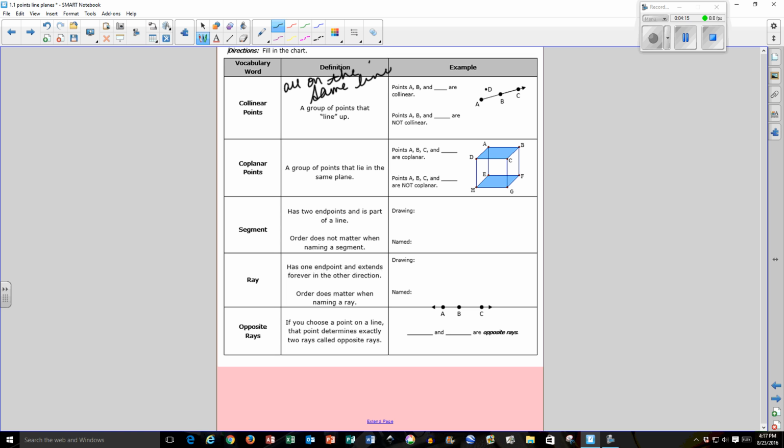So points A, B, and C are collinear. Points A, B, and D are not collinear because D is not on the same line.